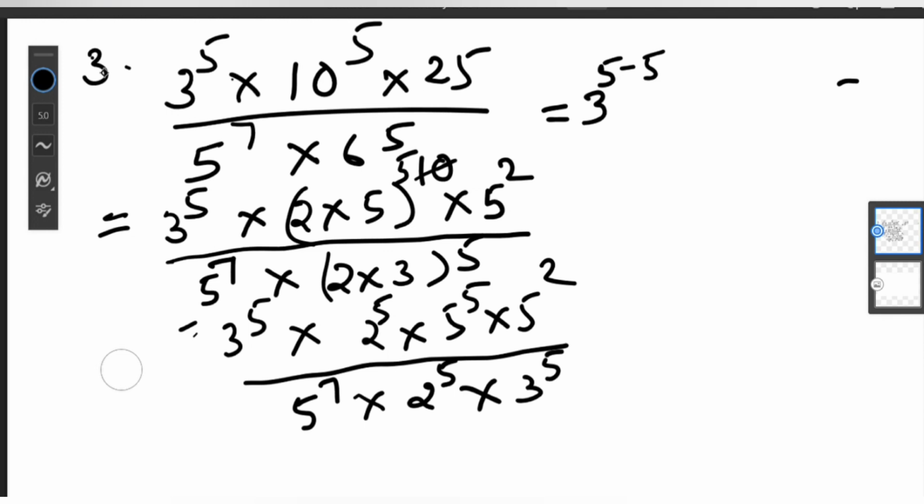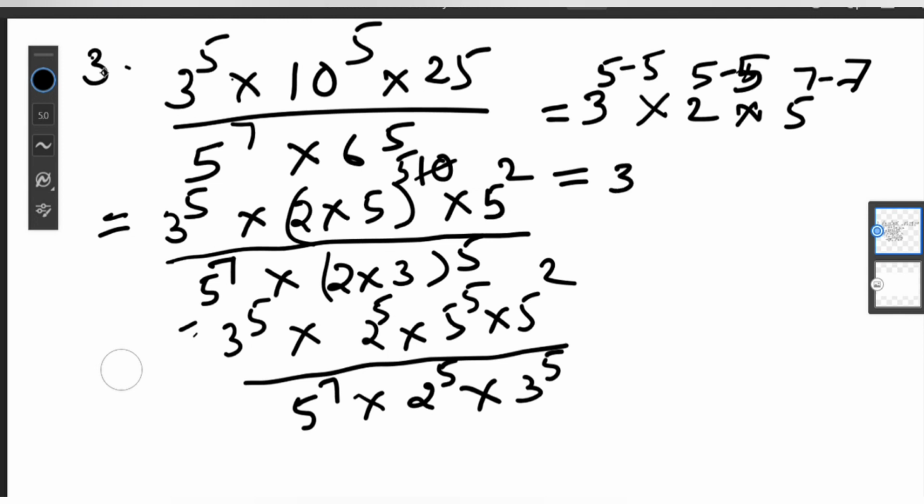So 3 whole raised to 5 minus 5. Why have we written like that? This 5 is coming downside. So a to the power m by a to the power n is equal to a to the power m minus n. So 3 to the power 5 minus 5, into 2. The 2 is also coming downside. 5 minus 5. Then 5 minus 5 is written for 3, and for 2 it is written, then 5. How many 5s are coming? Here 5 plus 2 it is 7. Below also 7 is there. So 7 minus 7.